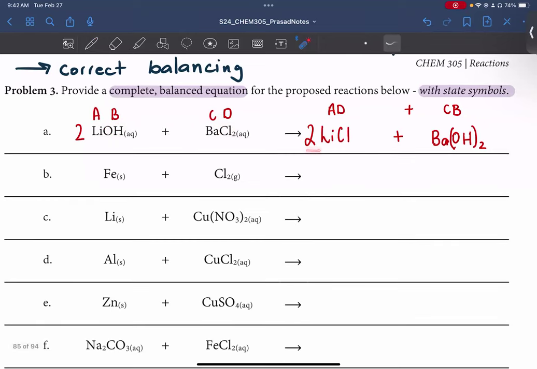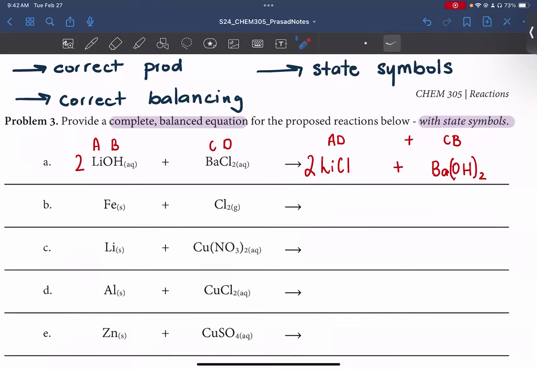We are presumably balanced. Let's just double check to make sure everything else makes sense. There are two lithiums on the left, two lithiums on the right. Check. There are two OHs on the left, two OHs on the right. Check. There is one barium on the left, one barium on the right. Check. There are two chlorines on the left, two chlorines on the right. Check. And this is a completely balanced equation. That's your second point.